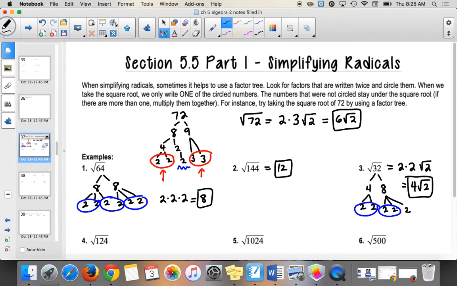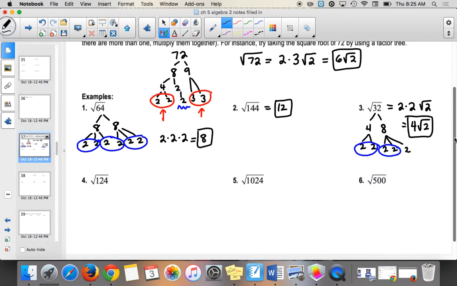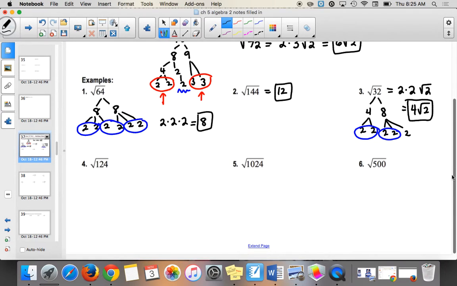So there's faster ways of doing this. We'll do this in a second, but let's do a couple more. So 124. We can't take the square root of 124 evenly, okay? So I break it apart, and I'm like, okay, well, what goes into it?